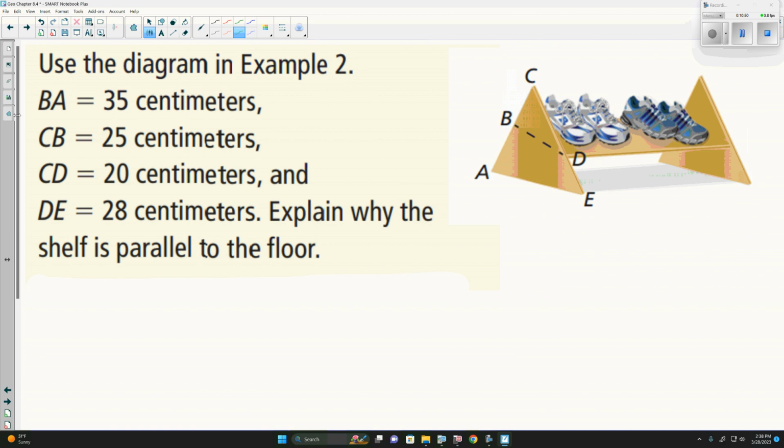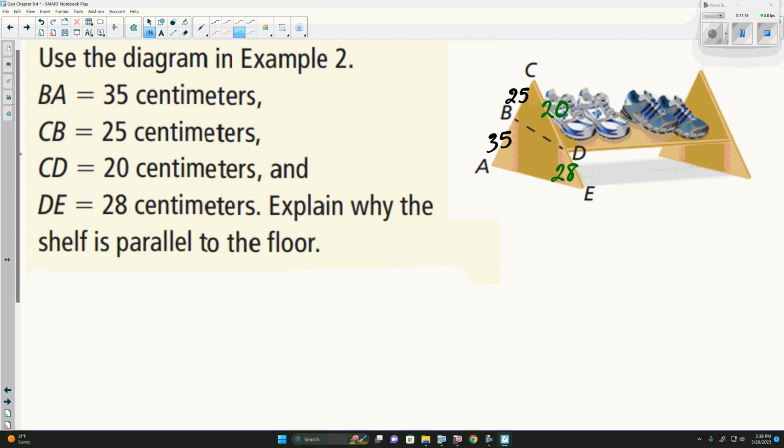So, using the diagram in example 2, we'll fill in the side lengths and go from there. BA is 35. CB is 25. CD is 20. DE is 28. So, let's look at the proportionality.